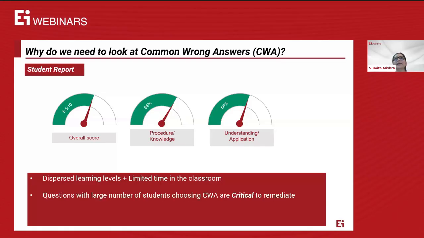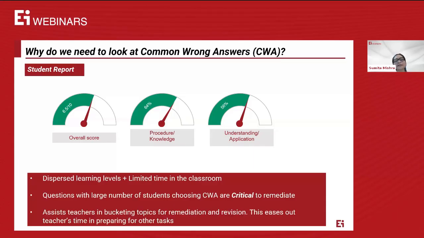It is an insight that as a teacher, it is very critical and powerful for you to know, because then it tells you the critical areas where you need to remediate learning gaps in your classroom. And in that sense, it also helps you in allocating time towards planning remediation activities in the classroom.